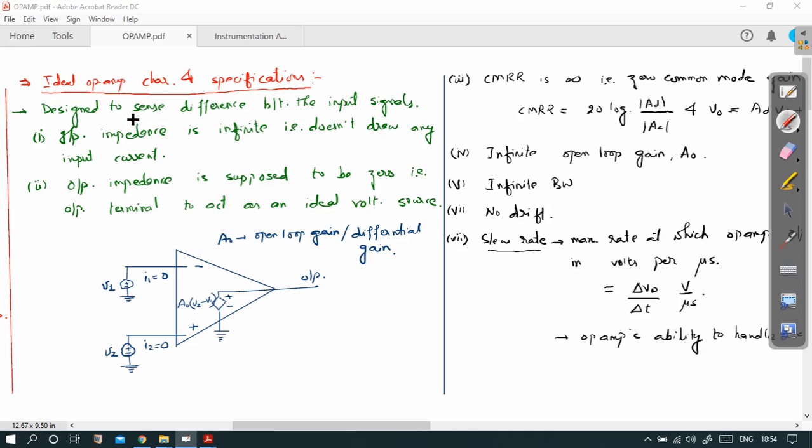Okay, so when coming to ideal op-amp characteristics, the first and foremost thing is that an op-amp is basically designed to sense the difference of input signals. Remember, it will amplify the difference of input signals that will appear at the output terminal.